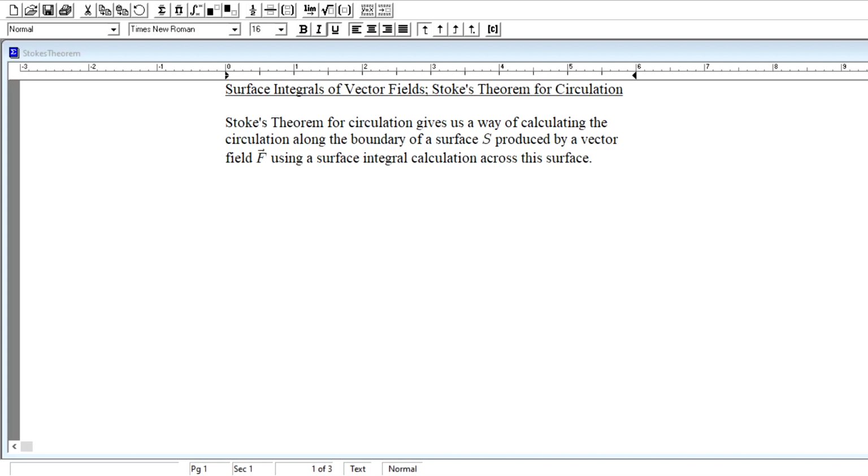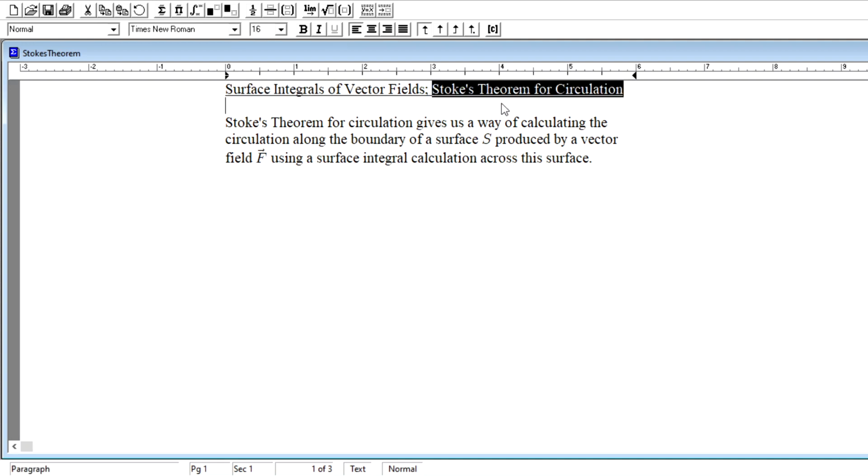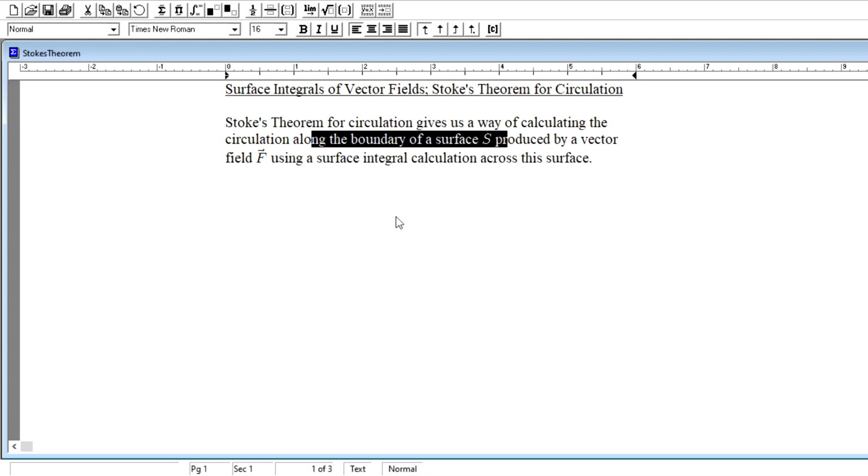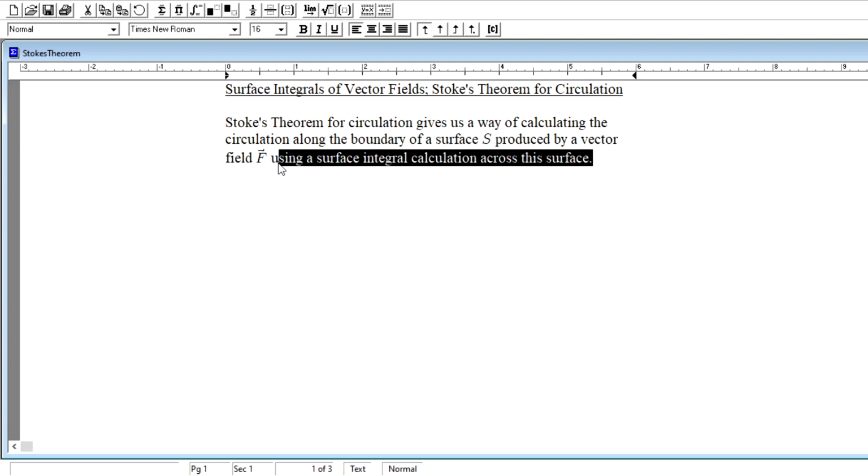I think this is our second to last lecture in the study of vector calculus, where we are continuing to look at the idea of a surface integral of a vector field, where we are going to spend some time with what is known as Stokes' theorem for circulation. Stokes' theorem for circulation gives us a way of calculating the circulation along the boundary of a surface S produced by some vector field F bar, using a surface integral calculation across this surface.